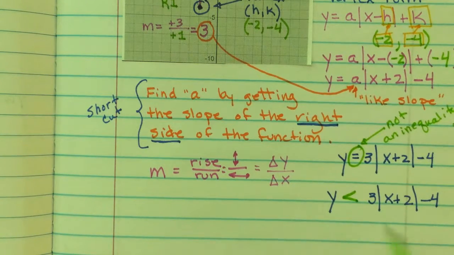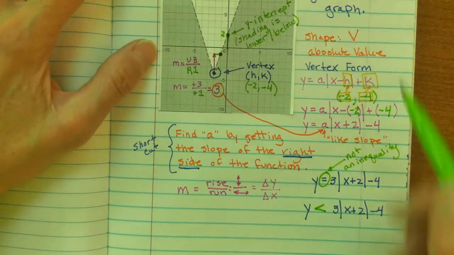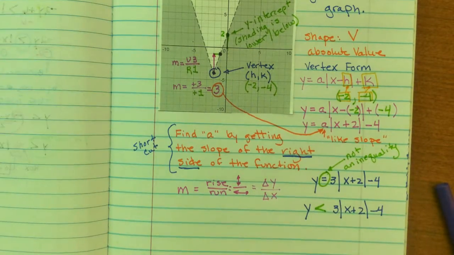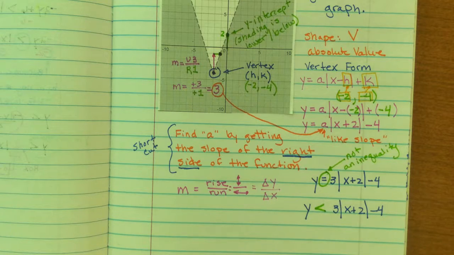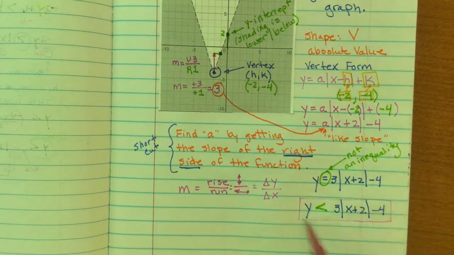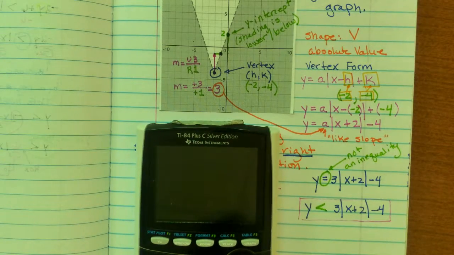Now we have to ask ourselves, are we going to put the equal symbol bar underneath that or not? And the answer is no, because this is dashed. So this here is our final answer. So we were able to look at the graph, and we were able to write the inequality. So let's just check it.